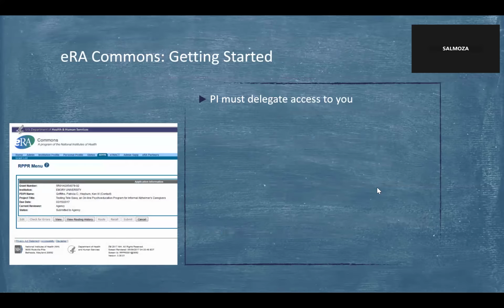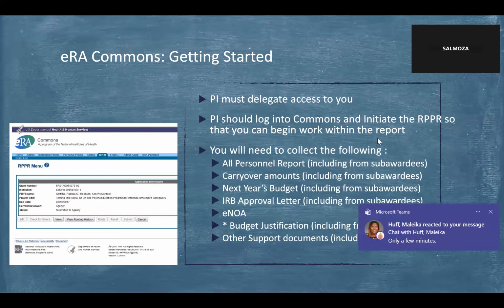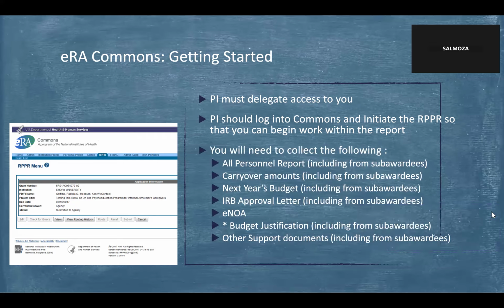When you're getting started in Commons, the PI first is going to need to delegate access to you so that you are able to go in and edit the report. I have a cheat sheet on how to delegate access, so I can share that later. They should log into Commons and initiate the RPPR so that you as the administrator can begin working within the report. If they've delegated access to you, you can initiate it yourself if you're comfortable with that and the PI is okay with it.